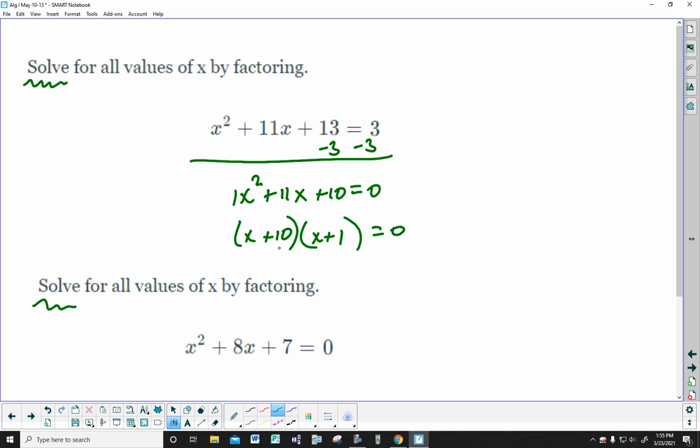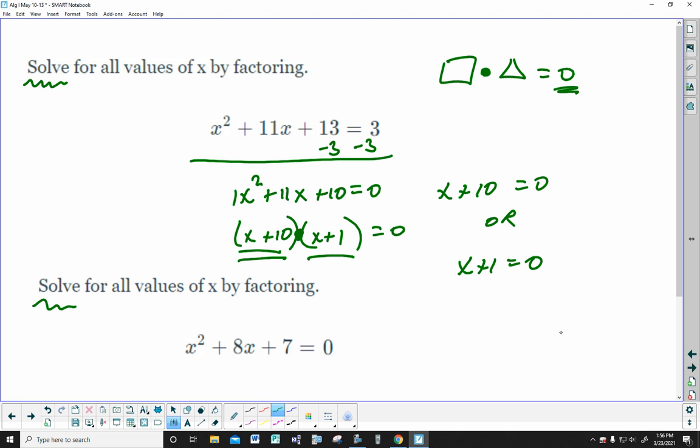Okay? Now, you've got something times something equals 0. Think about those. Something times something equals 0. Somebody's got to be 0, because that's the only way you're going to get 0 as an answer. Back to this. Something times something equals 0. Either this is worth 0, or this is equal to 0.